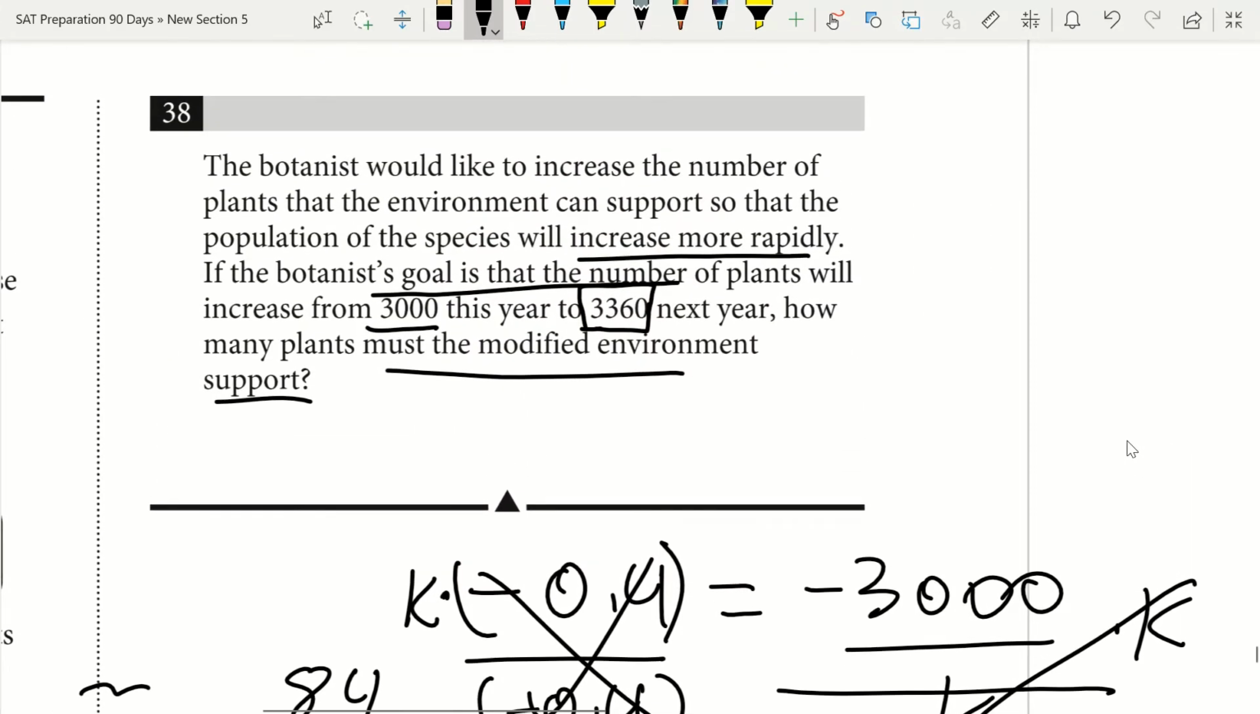Now if we end with something like 1,000, that would not make sense because that would be decreasing K, which would cause us to decrease our growth. So that would not make sense, right? So we want to just use common sense, right?